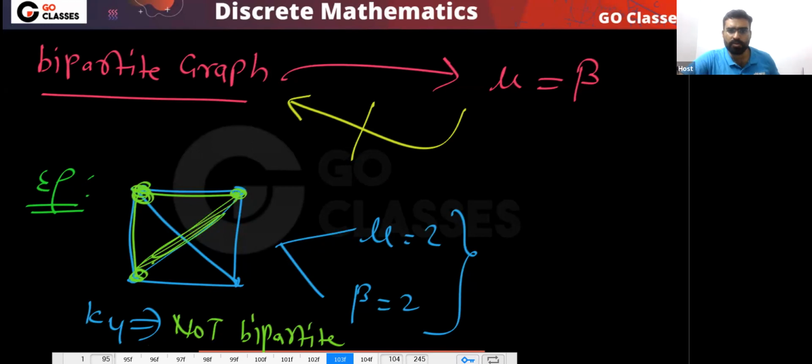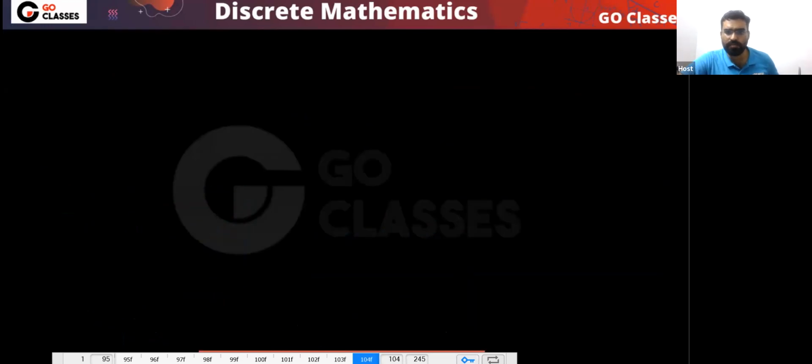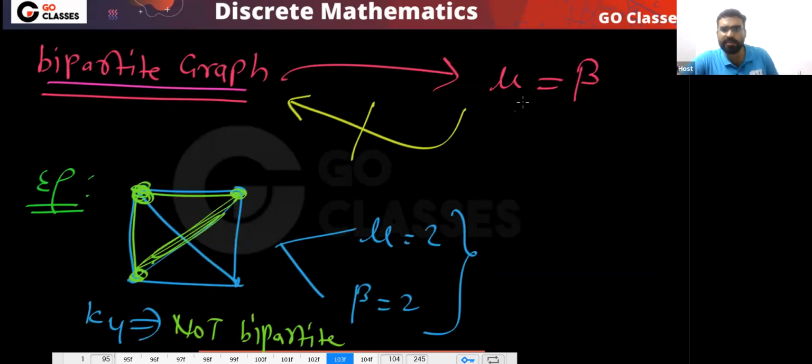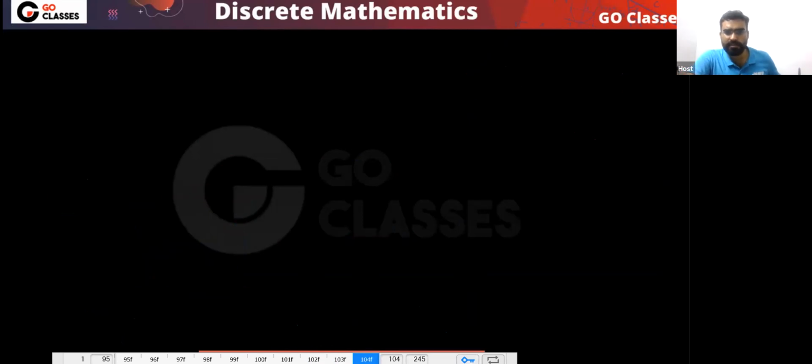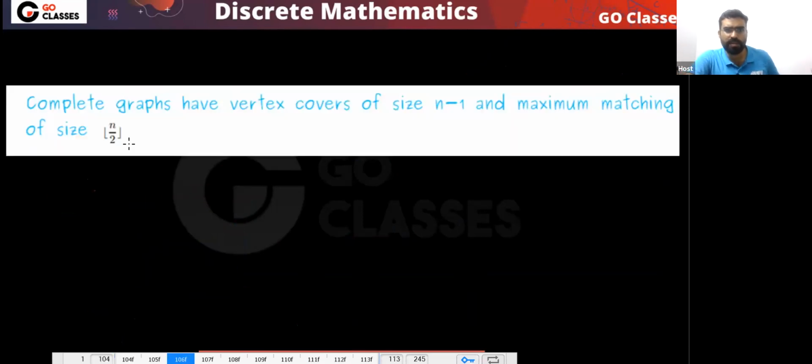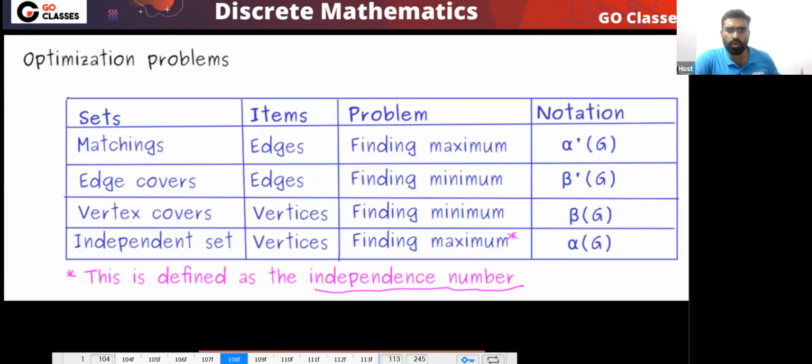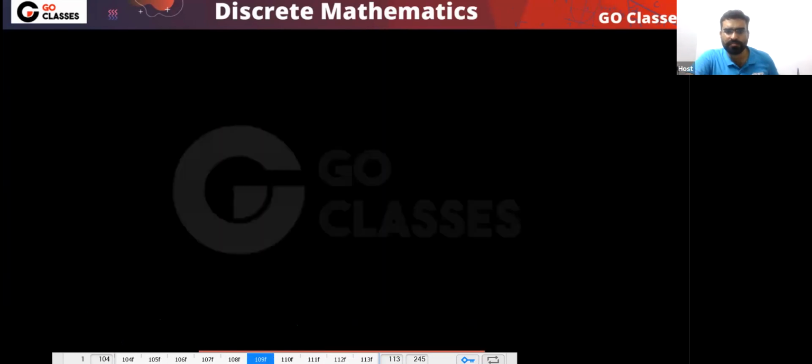So this is the idea, this is a one-way theorem. If your graph is bipartite, then the matching number will be the same as the covering number. But if they are the same, it does not mean that the graph is bipartite. For complete graphs, we have already seen that the vertex cover will be n-1 and the maximum matching will be floor of n/2. All these concepts we have seen.